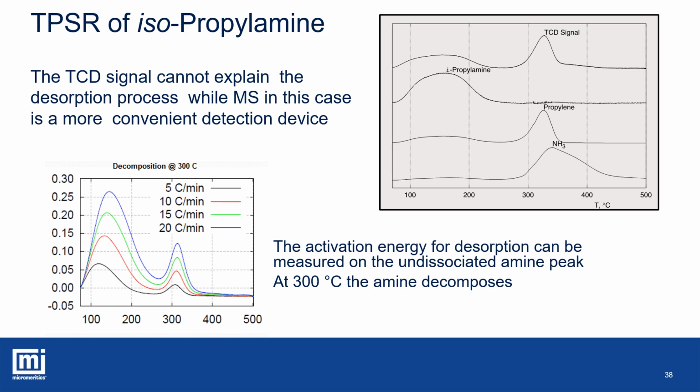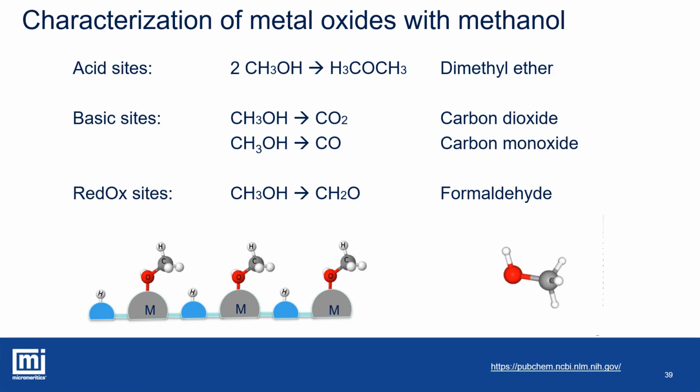Methanol can be conveniently used to identify and quantify the different types of surface active sites because the oxidation of methanol is site-specific. On acid sites, methanol undergoes the synthesis of dimethyl ether. On basic sites, it will dissociate into carbon monoxide and carbon dioxide, while on redox sites, it will dissociate into formaldehyde and hydrogen.